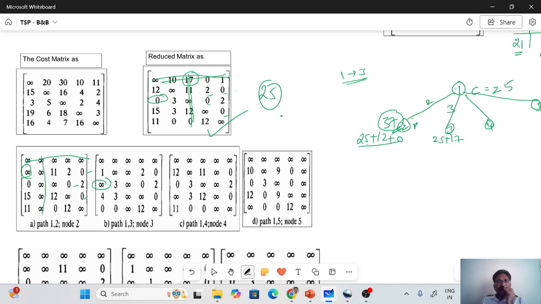Now find what is the minimum here. 0. What is the minimum here? 0. What is the minimum? 0, because it is infinite. And what about the minimum? 0. So the row reduction is 0. For this one I am writing 0 plus. What about the column reduction? Check it. 11 is the minimum.